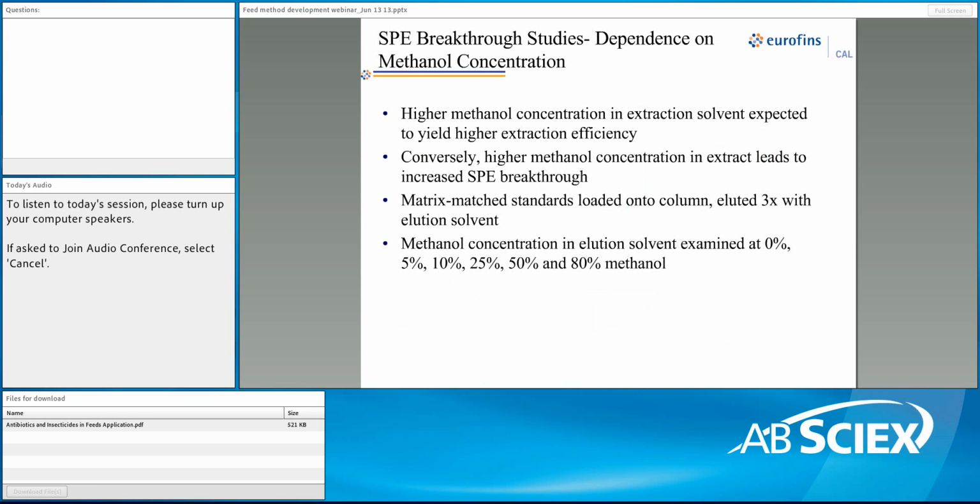The next thing that we looked at is some breakthrough studies looking at the dependence of the methanol concentration, seeing basically how high of a methanol concentration can we use in the extraction before it affects our SPE cleanup. Obviously, for these nonpolar organic compounds we're looking at, we want to maximize our organic extraction solvent content. So we loaded matrix match standards onto the SPE, and then we eluted 3 times with the elution solvent, which contained either 0, 5, 10, 25, 50, or 80% methanol.